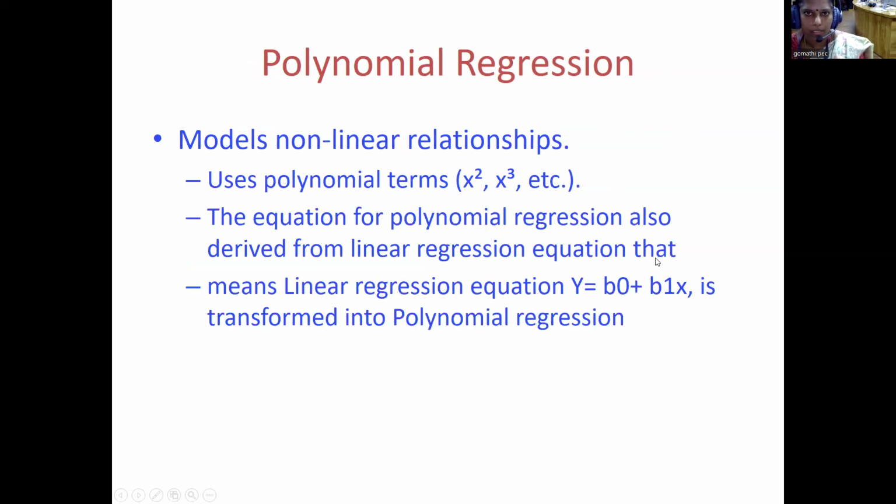Then polynomial regression. Polynomial regression is a special case of multiple linear regression. Here we can use the terms x square, x cube till x power n, etc. So the same y equal to a0 plus a1 x1 plus a2 x square plus a3 x cube plus a4 x power 4. The equation is based on higher powers of the input variable, and that regression is called polynomial regression.